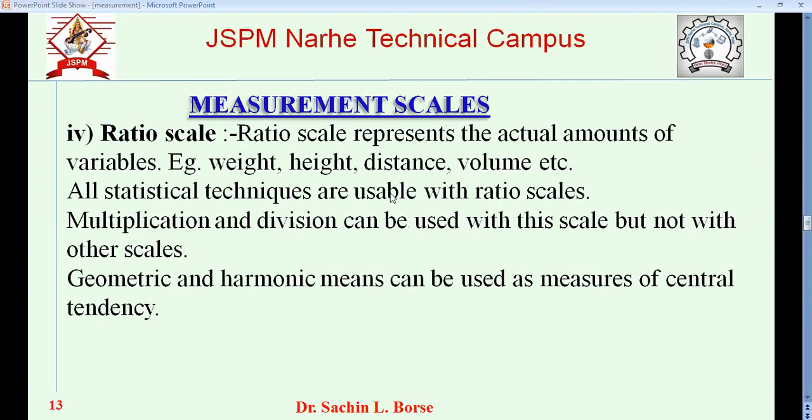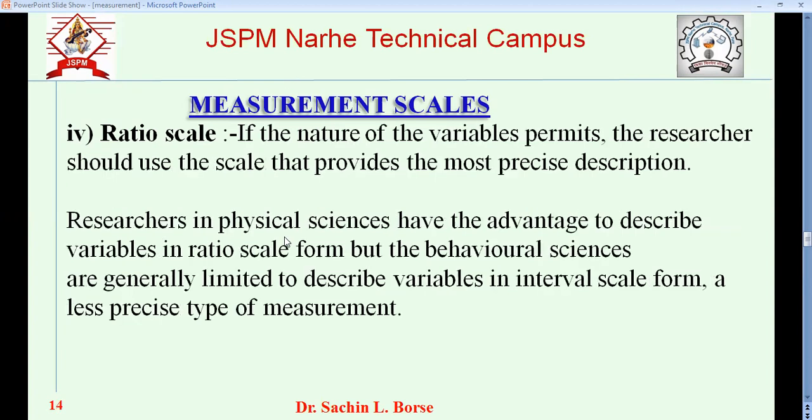So in the last previous session, we were seeing the last scale type, that is the ratio scale. In the ratio scale, all statistical techniques can be used. Here multiplication and division are possible because here we have taken the absolute zero. Okay, so this is the benefit of the ratio scale.